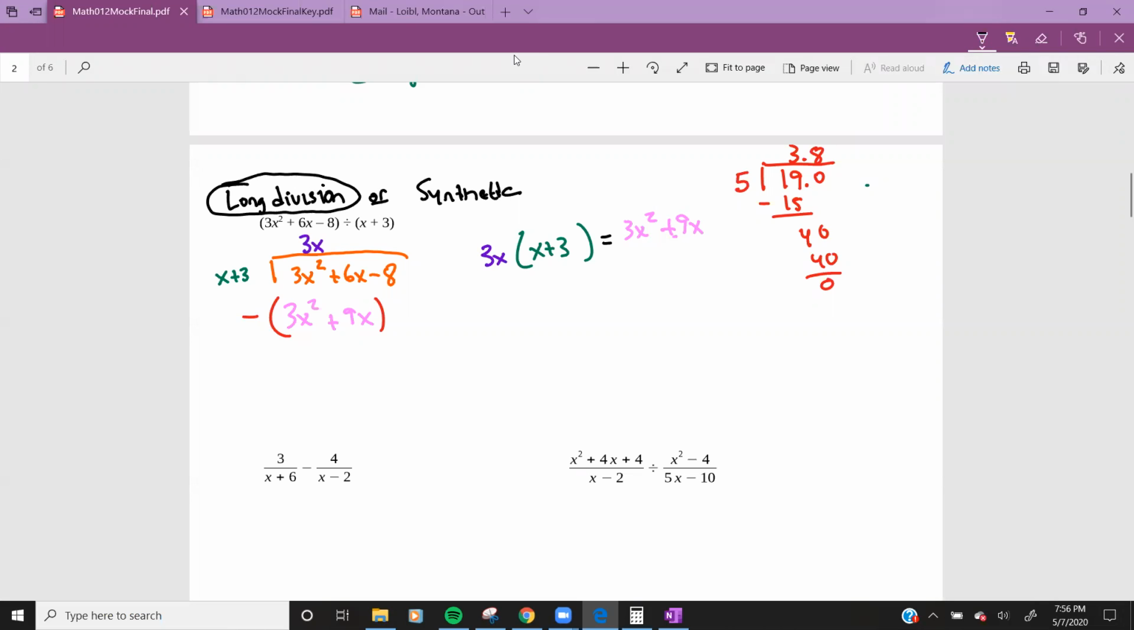All right, so this gives us 0, and then 6x minus 9x is negative 3x, minus 8.